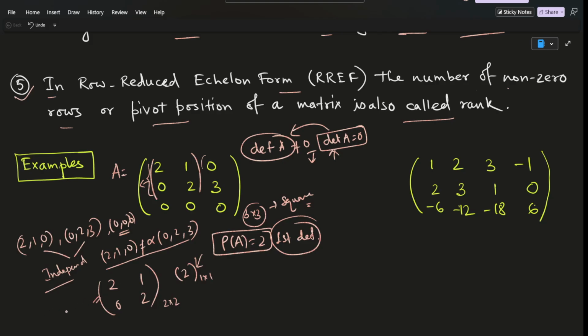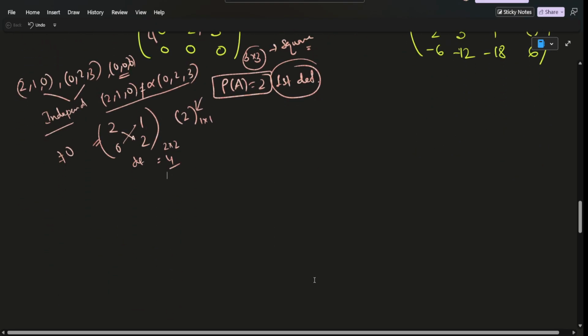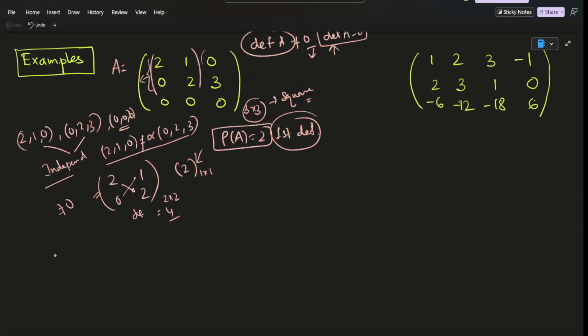we can say that the determinant of this matrix is non-zero, because the determinant of this matrix is what? 2 into 2 is 4, and 1 into 0, that means 4. That means we get a submatrix of order 2 which is non-zero. That means rank of A equal to 2.